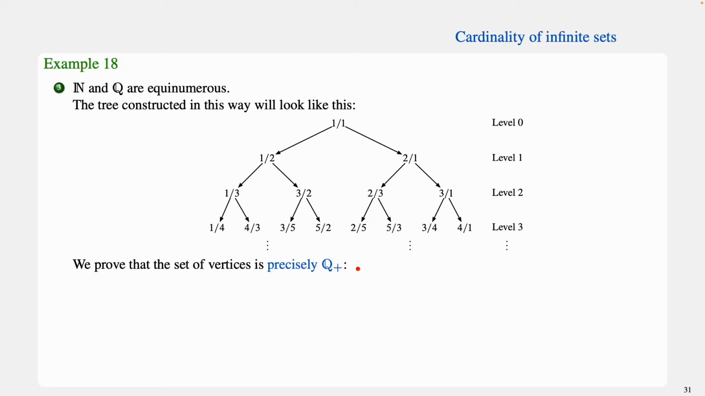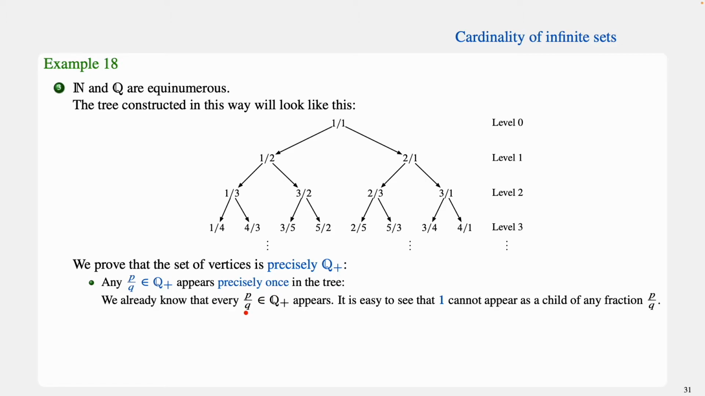And now we prove that each occurrence is unique. So every p over q appears precisely once in the tree. We already know from the previous step that it does appear. And it's easy to see that one cannot appear as a child for any fraction p over q. This is simply because by the construction rule for the tree children, we can never get a fraction of the form p over p. So one can only appear here.